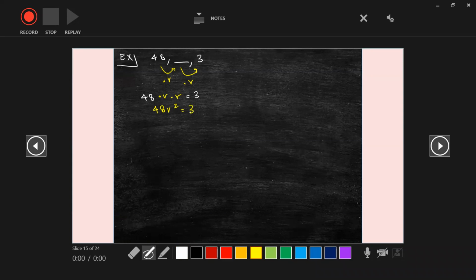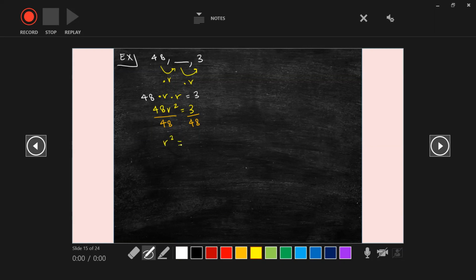So what do I need to do to solve for R? What's the first step? Divide 3 by 48. Yep, divide both sides by 48. That's the non-intuitive part of it, right? You're like, why am I not going the other way around? Why am I using such a big number? But it'll come together in the end. So R squared is equal to what? What's 3 divided by 48?